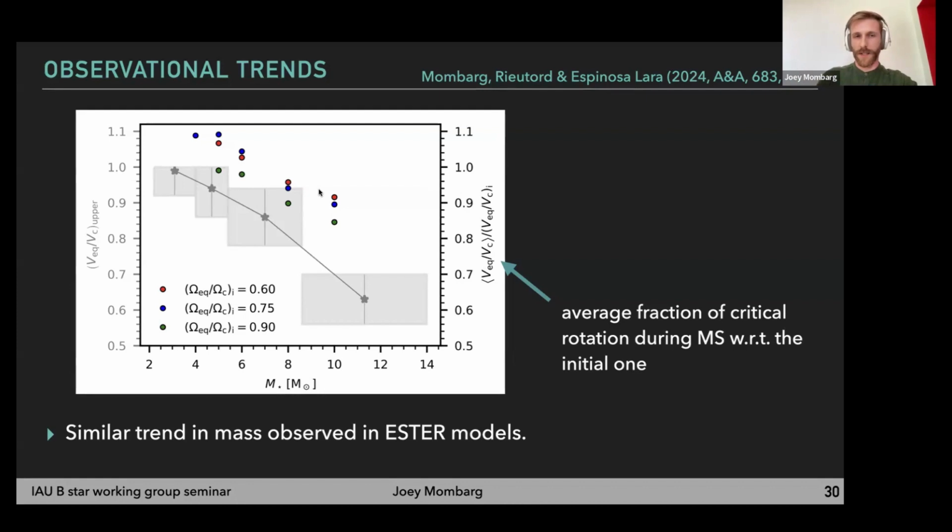And so what we find is a similar trend in this quantity with respect to mass. We find that the higher mass stars have on average a much lower fraction of their initial critical velocity compared to the lower mass stars. So we see a similar trend. It's not very trivial to make a one-to-one comparison with these observations, but it's reassuring that the most rapidly rotating non-emission stars have a similar mass trend to what we predict from our models.